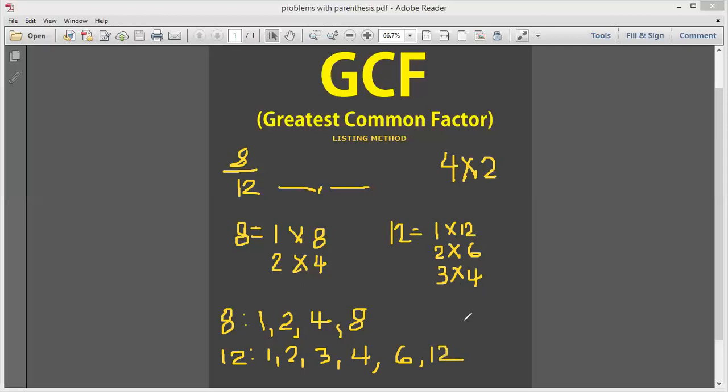The name says greatest common factors. Before you look for the greatest, you look for the common first. Common means it's the same in both numbers. So we have 1, we have 2, and we have 4. So we have 1, 2, and 4. We are going back to our seat work. Just hold on, I'm going to take you back there.